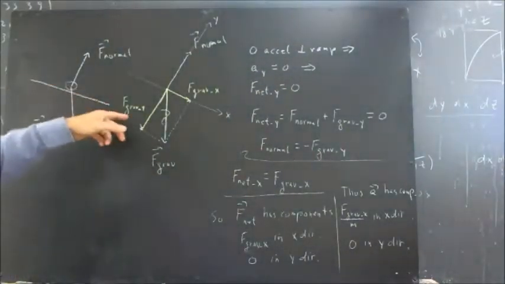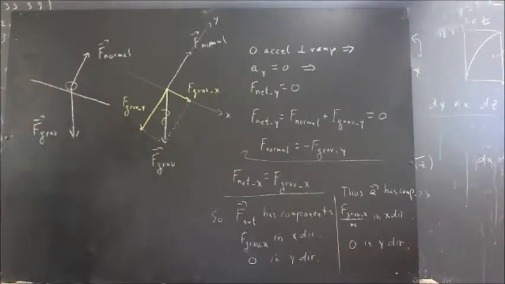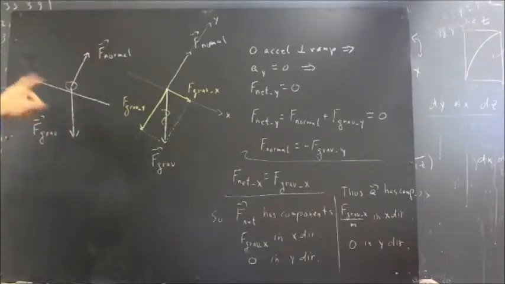Well, here's a free body diagram. Here's the ball on the ramp, and we see that gravity is acting downward, and we have a normal force acting in this direction, perpendicular to the ramp. Now, when people draw this, they want to draw a couple of extraneous forces.